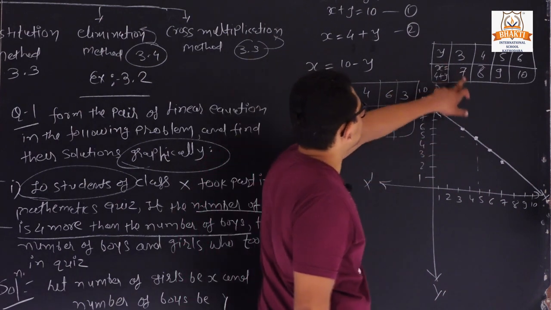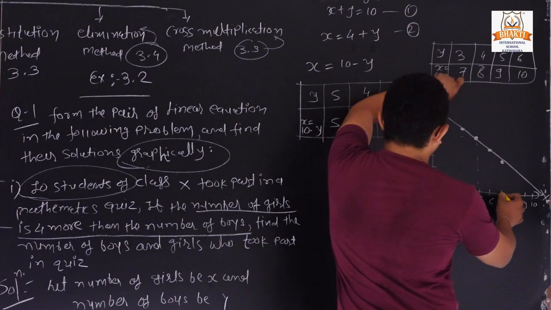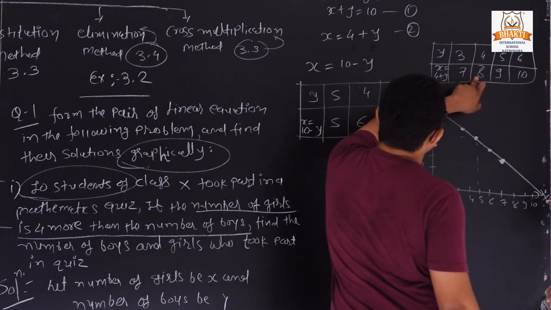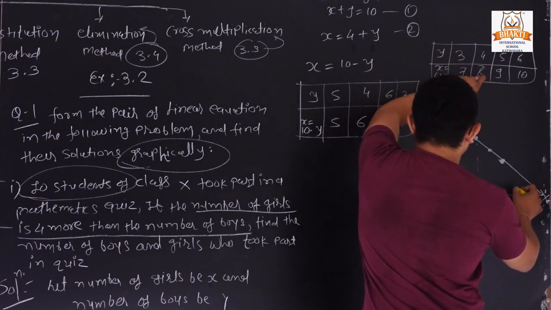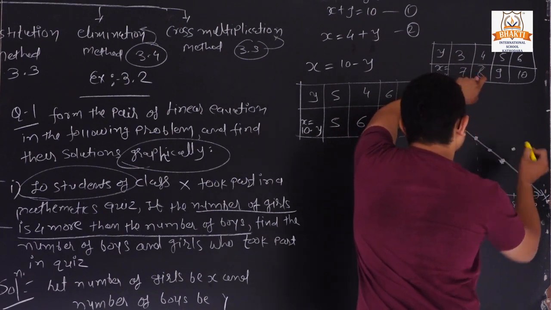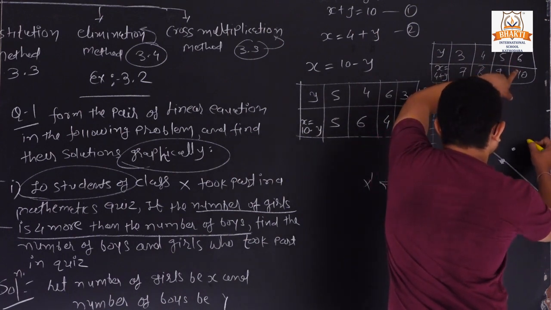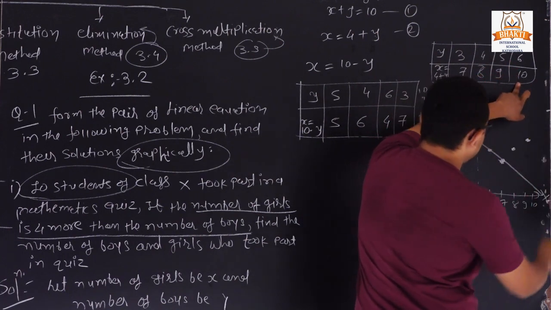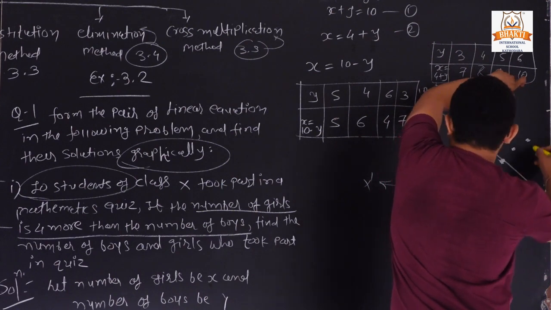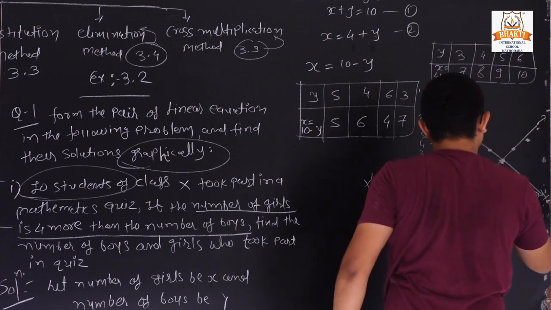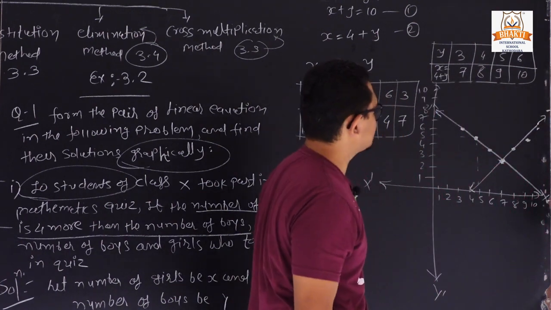Now for the second equation, x is 7, at that time y is 3, so it is here. Then 8 comma 4, so it is here. Then 9 comma 5, so it is here. Then 10 comma 6, so it is here. So our graph is like that. Clear? Our graph is like that.